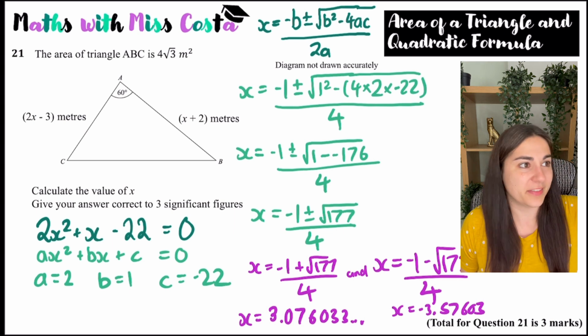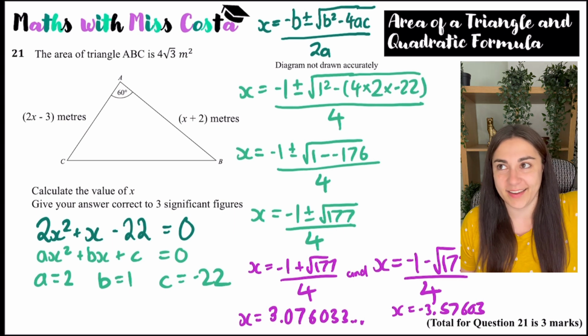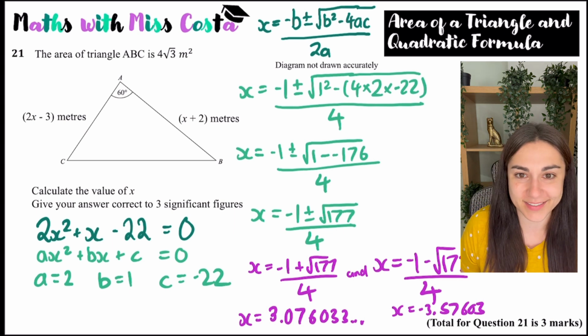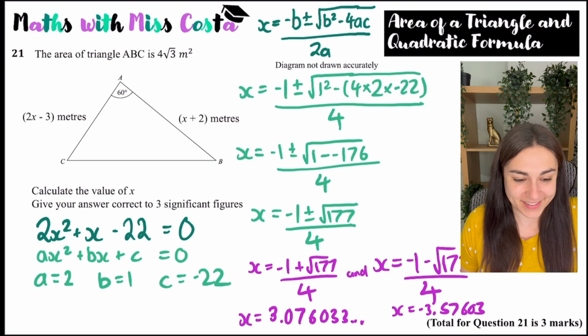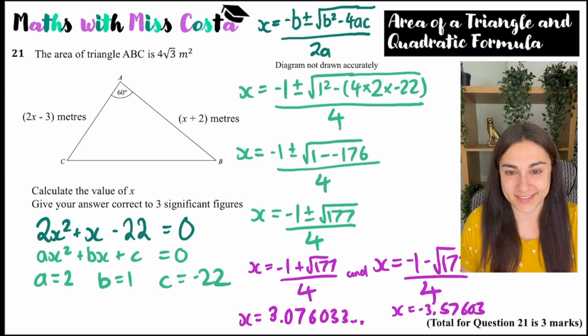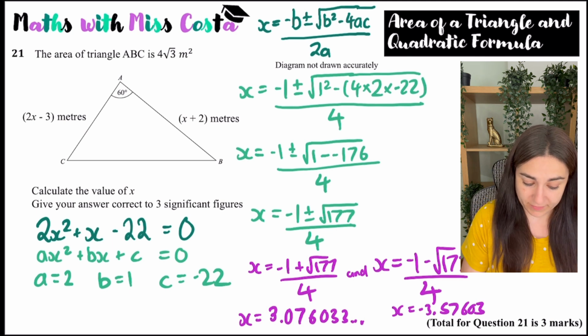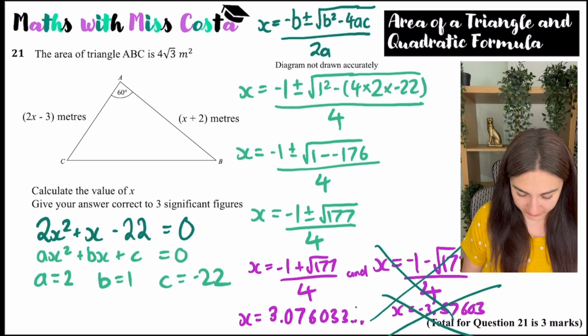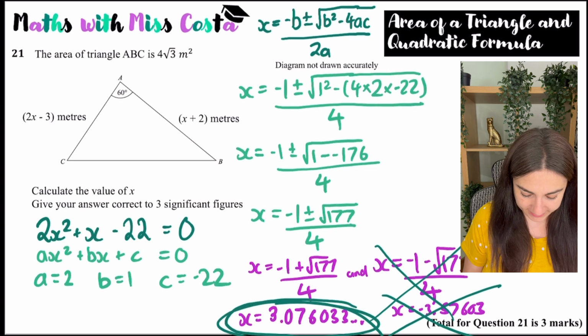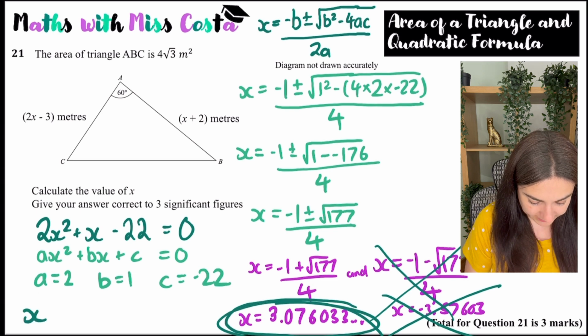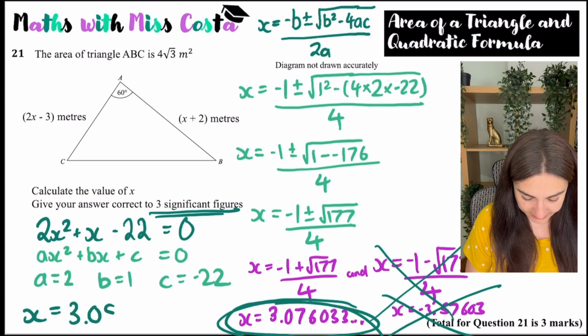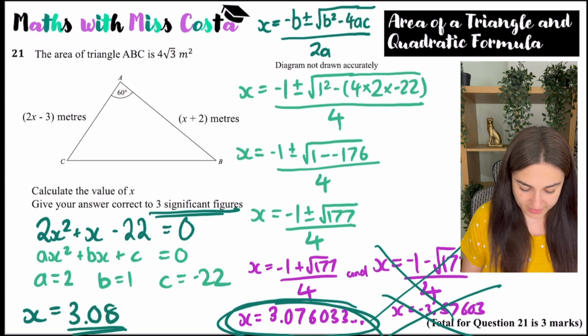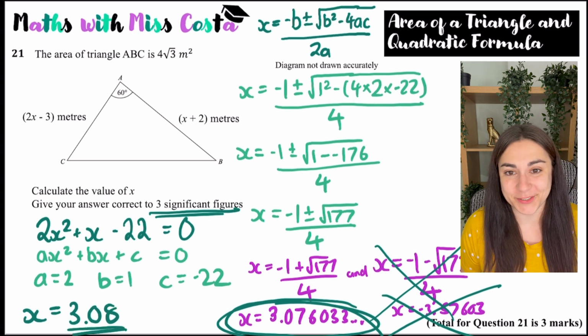Now, because I'm dealing with a length, I know that it can't be negative, because you can't have a negative length. A length is like a thing that exists in the 3D world. It can't be negative. Like, you can go underwater with a length, but the length is still positive. So whenever you have any kind of length, this cannot be a possible solution. This is your only solution. And it says give your answer correct to 3 significant figures. So x is 3.08. And that's that question.